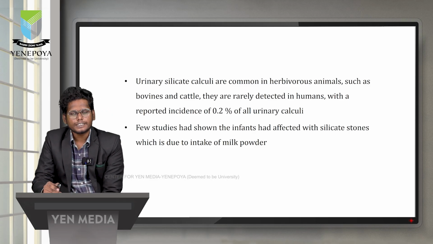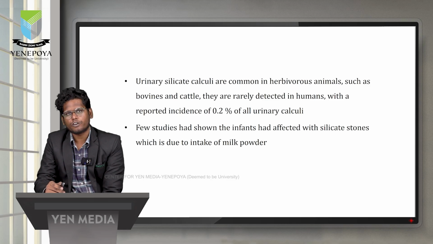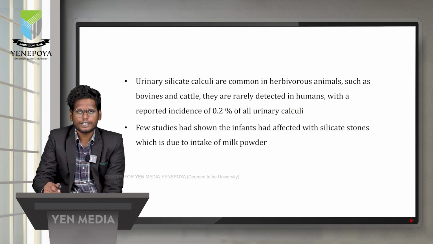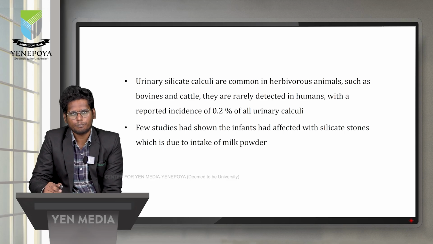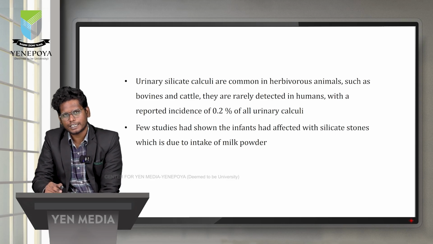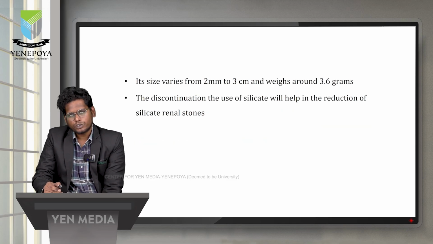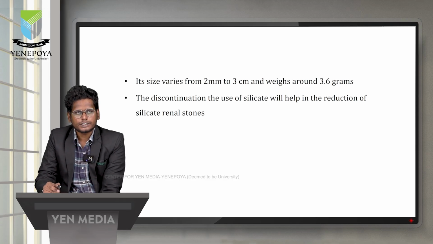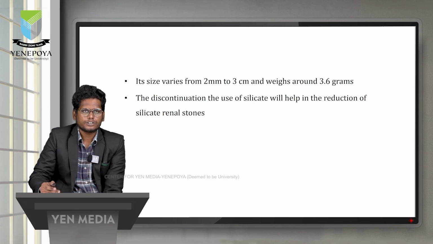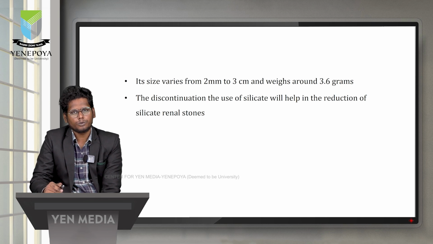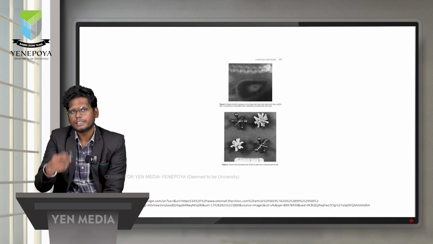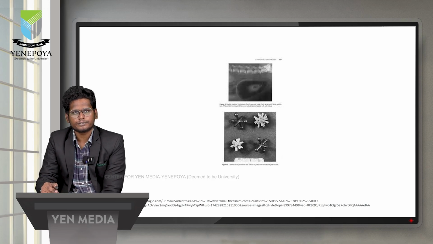Because of that, the incidence rate is only 0.2% of all urinary calculi. A few studies have shown that infants are affected by silicate stones, which is due to the intake of milk powder which contains magnesium trisilicate. And how can the stone be reduced? Discontinuing the use of silicate will help in the reduction of silicate renal stones. Its size varies from 2 millimeters to 3 centimeters and it weighs around 3.6 grams. So this is how the silicate stones look.